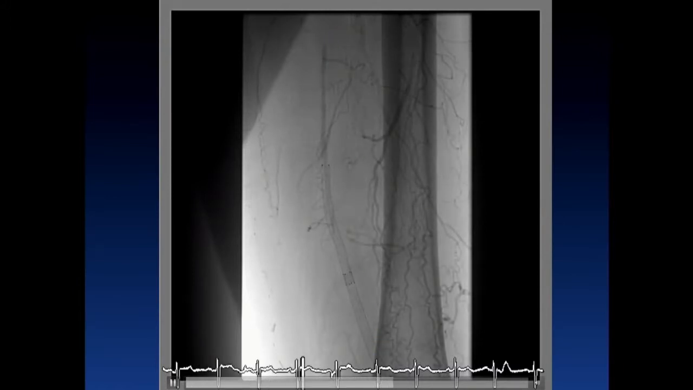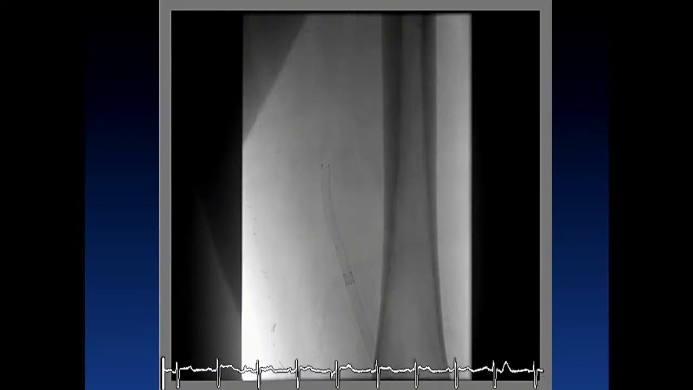This doesn't look like it's a particularly hard case to do, but for one reason or another, I think the stents had been underexpanded proximally, and when I went down with the initial wire, it got stuck behind the stent tines and I could not access the true lumen of the stent. So therefore, I decided to perform retrograde SFA access.